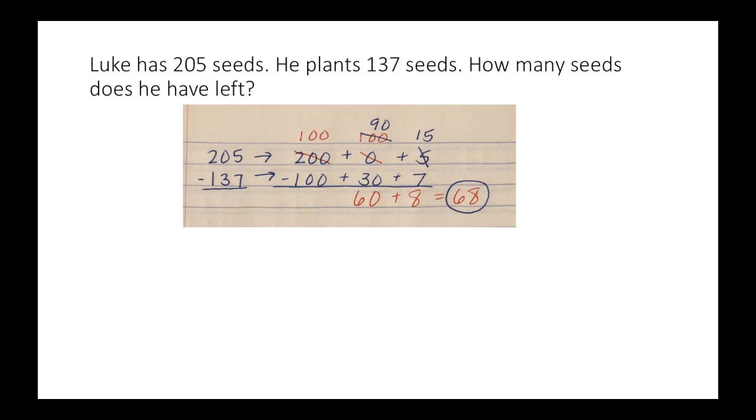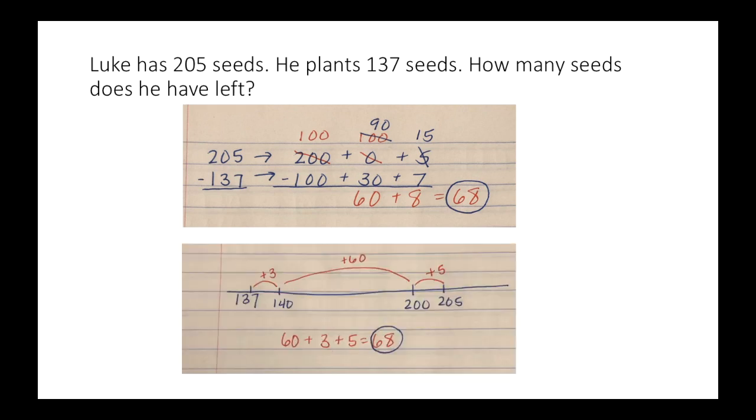So 15 minus 7 gives me 8, and 90 minus 30 gives me 60. And remember, I've got to combine those differences there. So I have to combine the 60 and the 8, which left me with 68. So that's one way we can solve it with subtraction. But this is one of my favorite ways to subtract. I'm not the biggest fan of subtraction, so anytime I can add on to subtract, I'm all about it.